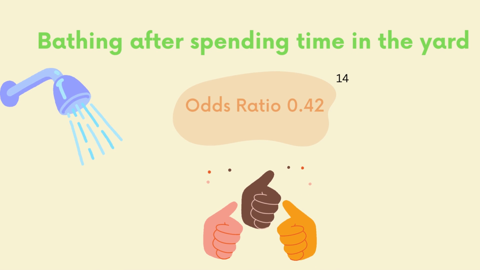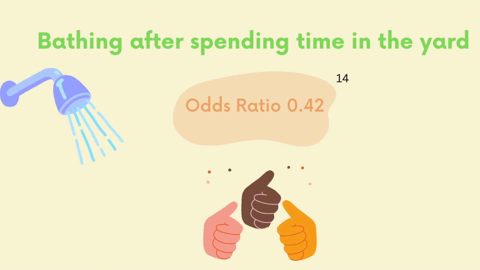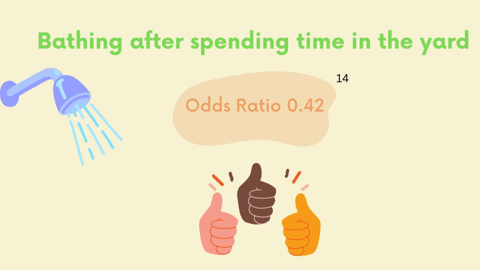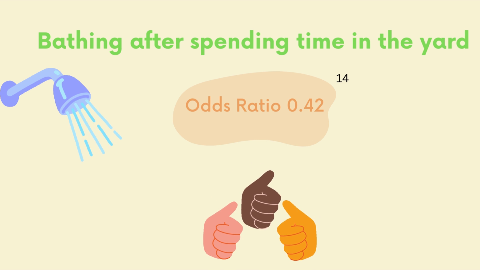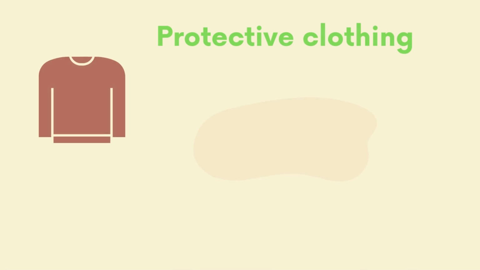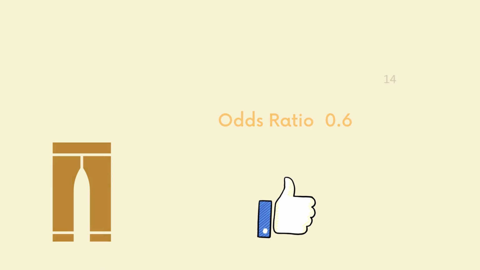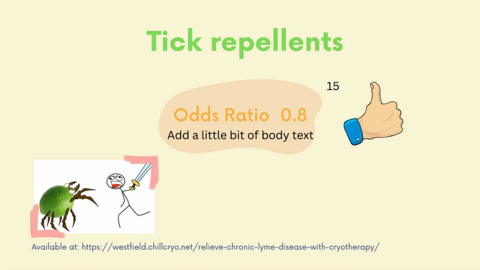A study found an odds ratio of 0.4 when comparing a group of people who had a bath after spending time in the yard versus those who did not take a bath, showing that bathing was a preventive factor as it decreases by 60% the probability of getting Lyme. Wearing protective clothes such as long sleeves and long pants is also a preventive factor, as the odds ratio was 0.6, meaning that it decreases the odds of having Lyme by 40%. Using tick repellent also reduces the odds of getting Lyme by 20%, with an odds ratio of 0.8.